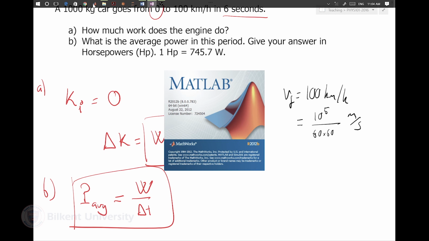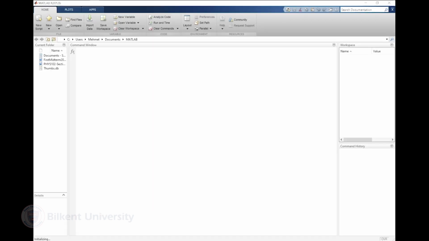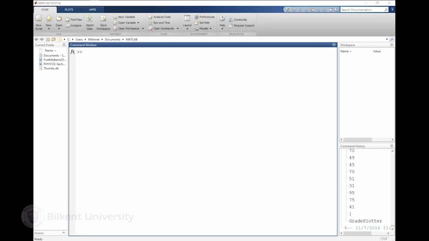That's a nice program which I assume all of you will get more familiar with during your study at Bilkent. But here's what I really want to do. I would like to just divide 10 to the 5 by 60 times 60. And this is apparently 277.8.